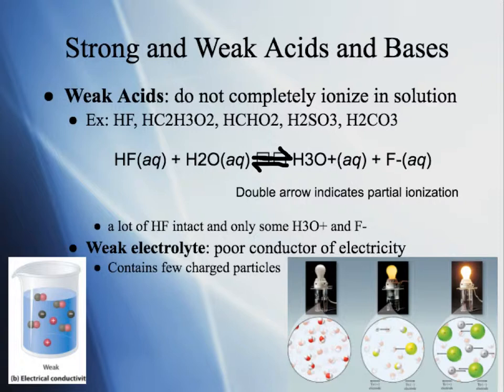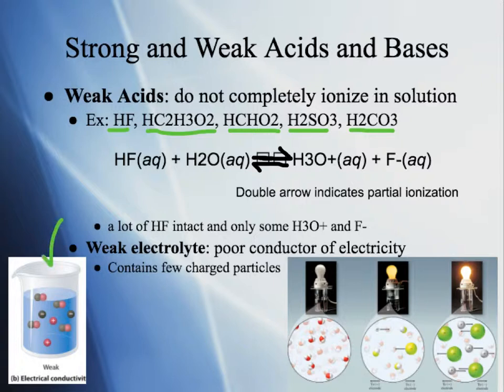Then we get to the other side of the spectrum, which are weak acids. They do not completely ionize in solution, so they are going to have some intact molecules left over. If we take a look, here are some examples: HF, that's hydrofluoric acid, acetic acid, formic acid, sulfurous acid, and carbonic acid. These are what we call weak acids because they don't completely fall apart in water.